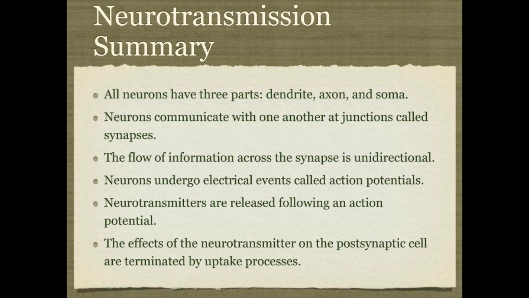So, neurotransmission summary. Neurons have three parts: the dendrite, the axon, and the soma, or the cell body. They communicate with each other at junctions called synapses. The flow of information across the synapse is unidirectional. The dendrite cannot communicate with the axon. The axon can only communicate with the dendrite. Neurons undergo electrical events called action potentials. Neurotransmitters are released following an action potential, and the effects of the neurotransmitter on the postsynaptic cell are terminated by the uptake process.